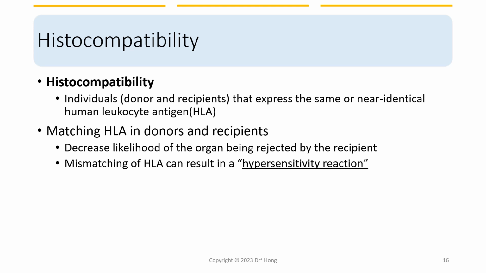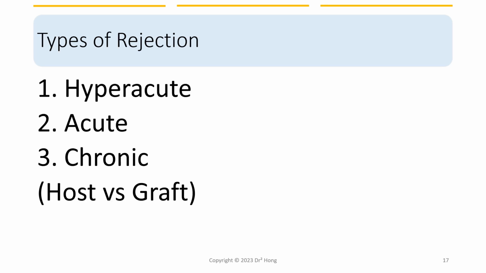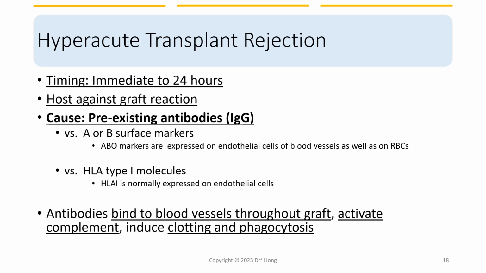HLA mismatching can result in organ rejection that may involve a hypersensitivity reaction, and we will look at it in detail. There are three types of organ rejection: hyperacute, acute, and chronic. These are all host against graft reactions, meaning the recipient's body rejects the donated organ. The first type of transplant rejection is called hyperacute. The name suggests it is very fast, being immediate or within 24 hours.